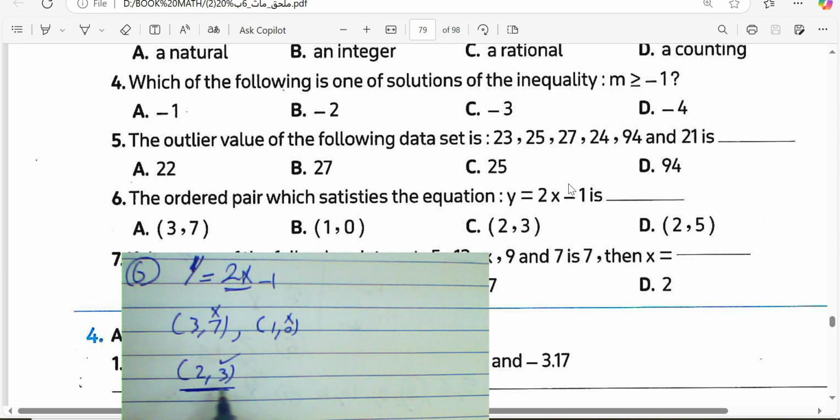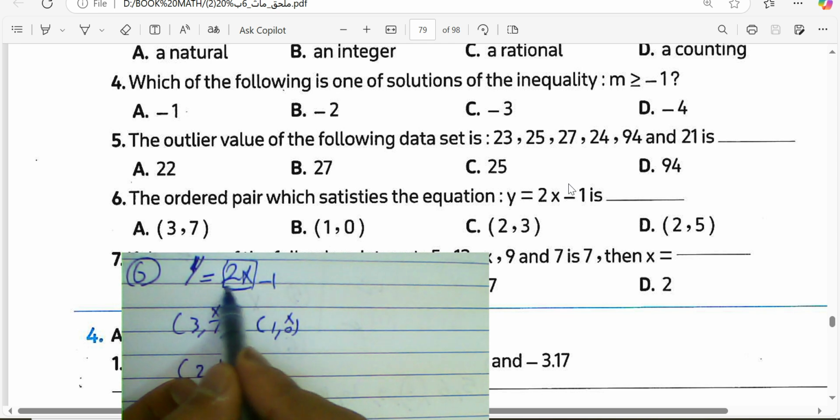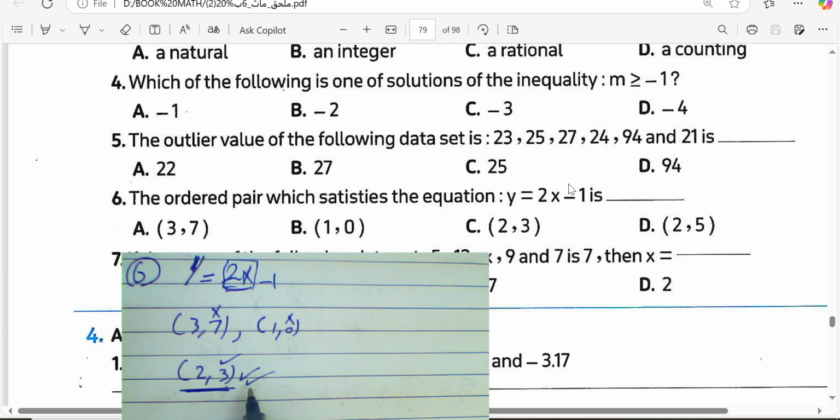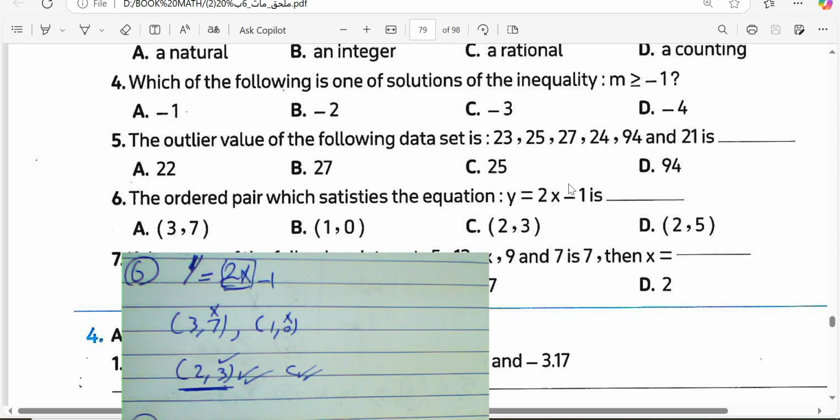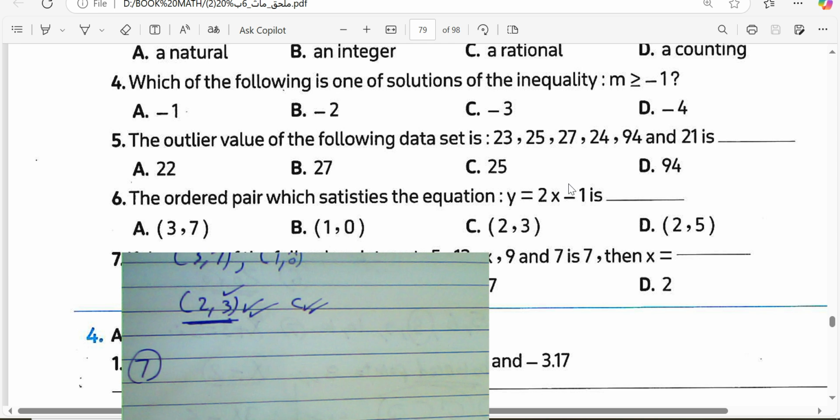Understood? Put x equal 2 again. Here, 2 times 2 is 4. 4 minus 1 is 3. Then this point satisfies. Question 6 answer is letter C. Question 7.